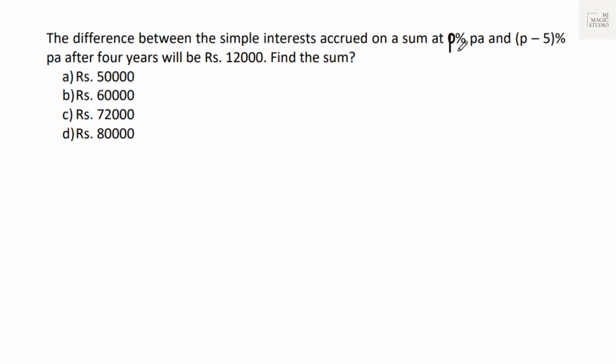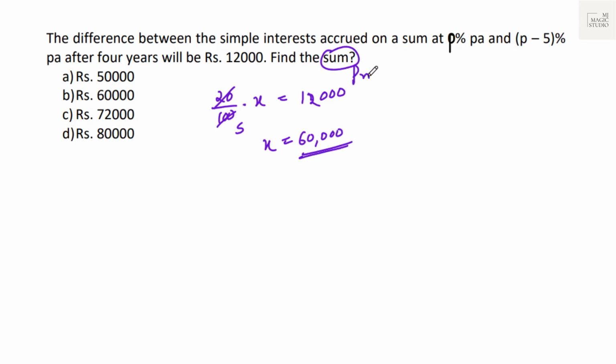The difference between the simple interest accrued on a sum at P% per annum and P minus 5% per annum after 4 years will be 12,000. That means in 1 year the difference in the interest is 5%. For 4 years the difference in the interest would be 5 into 4, 20%. That means 20% of the principal is nothing but 12,000. So principal is 12,000 into 5, 60,000. Find the sum. Sum means principal here, the original amount invested, that is 60,000, option B.